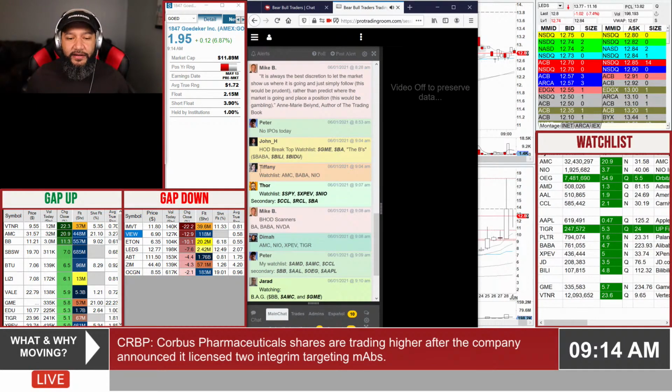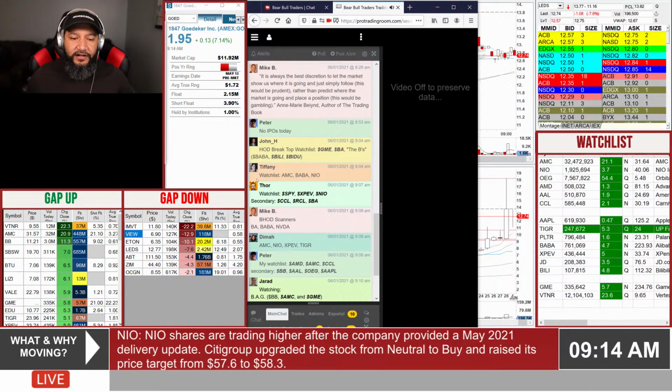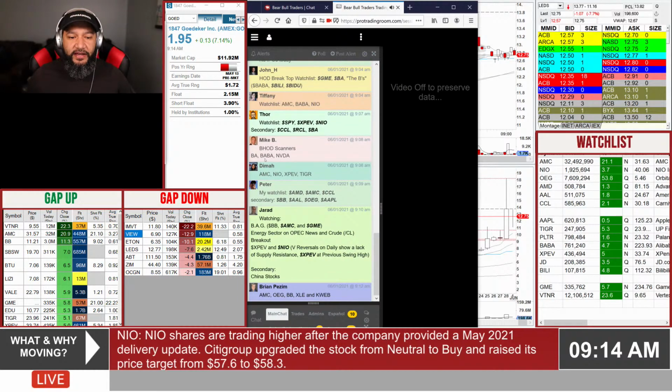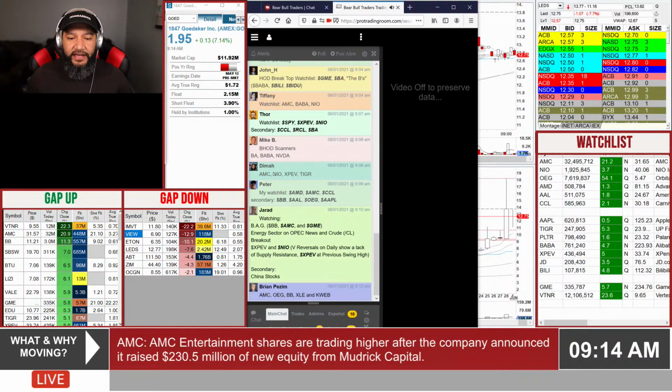Thor is looking at the SPY, which again, we all should be looking at the SPY, guys, and see what's happening there. XPEV, NEO, secondary list CRL, RCL, and also BA this morning. Mike is looking at BA, BABA, and NVIDIA. Dima is looking at AMC, NEO, XPEV, and Tiger. Peter's looking at AMD, AMC, CCL, BB, American Airlines, OEG, and Apple as a secondary list on those last four.